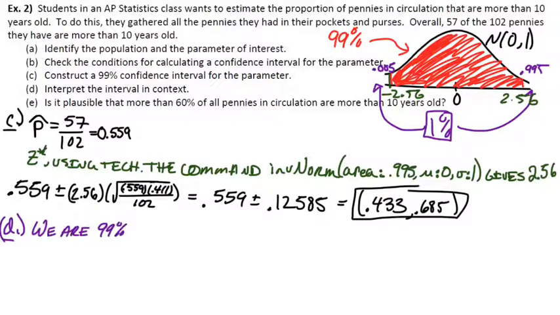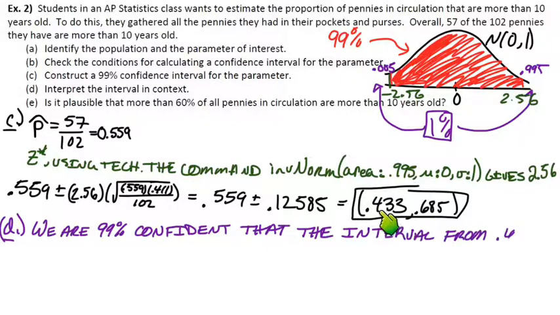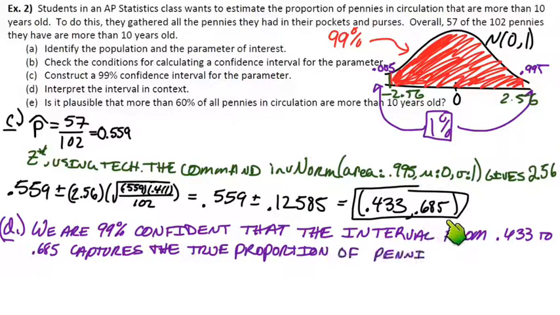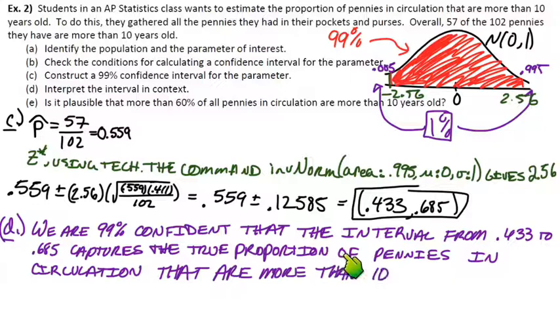Part D, of course, we can't get through this without having to interpret this thing in context. So part D, we are 99% confident that our interval from blank to blank, whatever the lower bound and upper bound is, our interval from 0.433 to 0.685, captures the true, whatever we were looking for again, right? The true proportion of pennies in circulation that are more than 10 years old. Remember, I gave you that structured cookie-cutter approach for these problems because it's such a common problem for this chapter. Interpret this interval in context. We are blank % confident that the interval from blank to blank captures the true blank, whatever that is. Use context words from the problem.